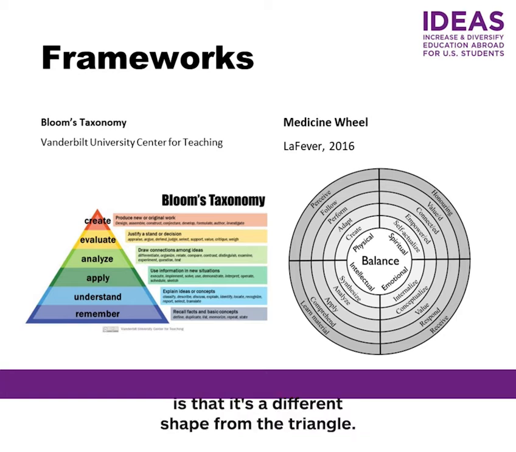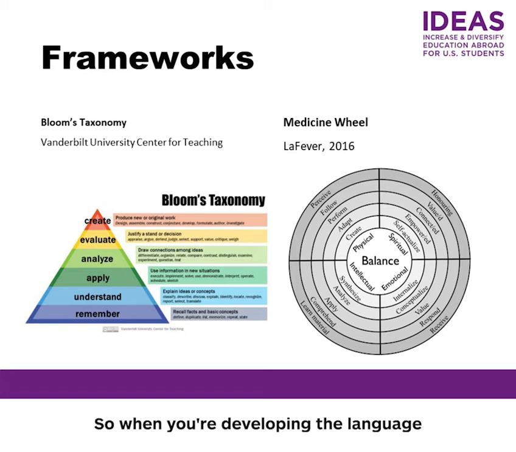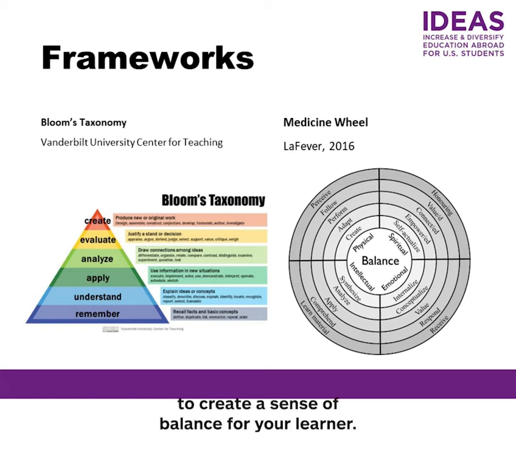And what you see here is that it's a different shape from the triangle. It's sort of moving from the outside of the circle of skills inwards. And you're seeing key words here. So when you're developing the language for your assessment tools, are you incorporating these for any range of types of learning? So we see here in this particular model a physical, spiritual, emotional, and intellectual learning coming together to create a sense of balance for your learner.